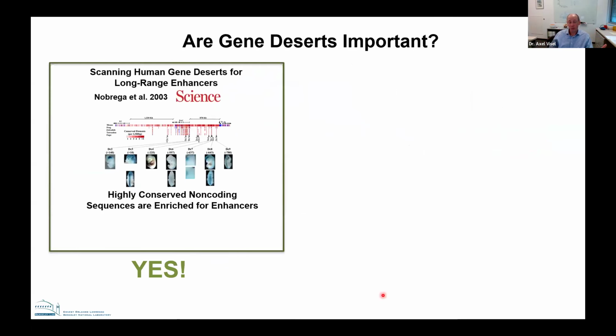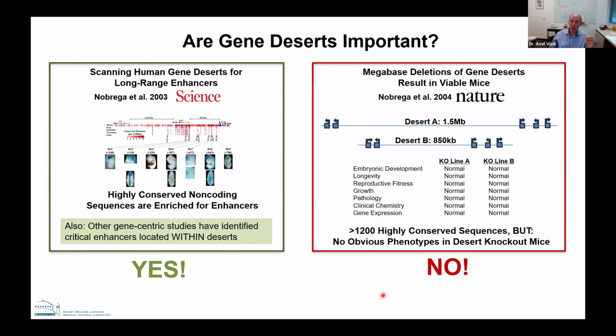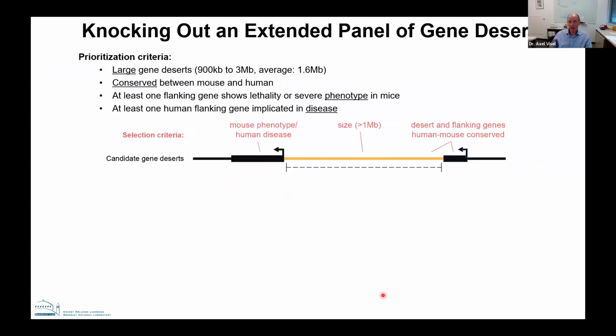These were first observed when the human genome was sequenced, but what remained unclear for a long time is to what extent they harbor important functions, because there were early studies indicating that they contained a lot of enhancers, that they contained a lot of conserved non-coding sequences, but there were also early studies that knocked out just 2 of these deserts and just nothing happened. So it was unclear.